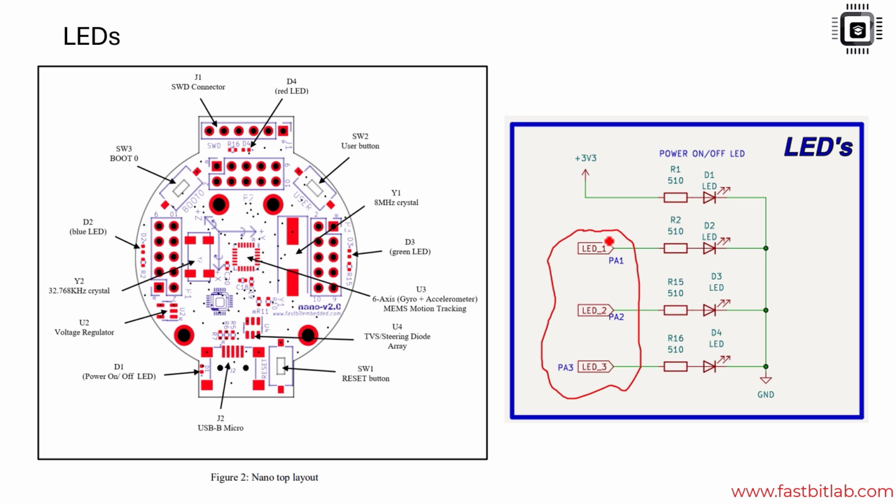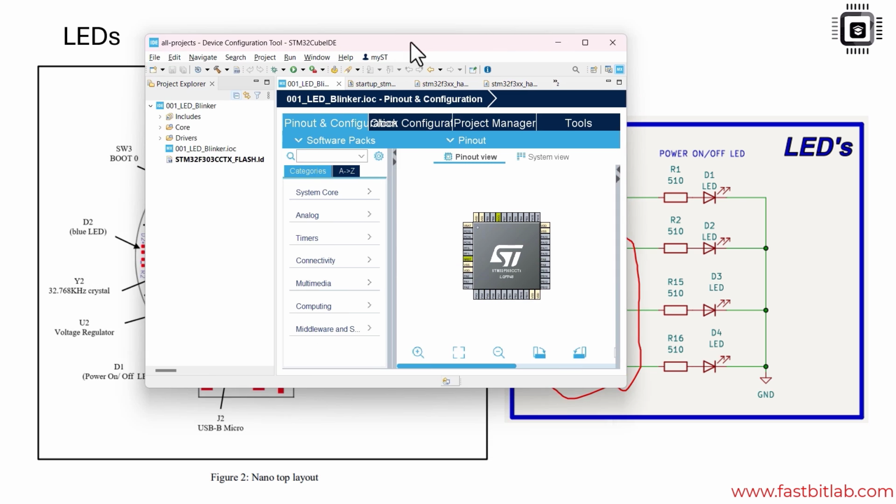Why output mode? Because we are controlling the device here, right? The device is an LED. That's why you have to configure all these GPIO pins to output mode. Now let's do that using the STM32 CubeIDE peripheral configuration feature.